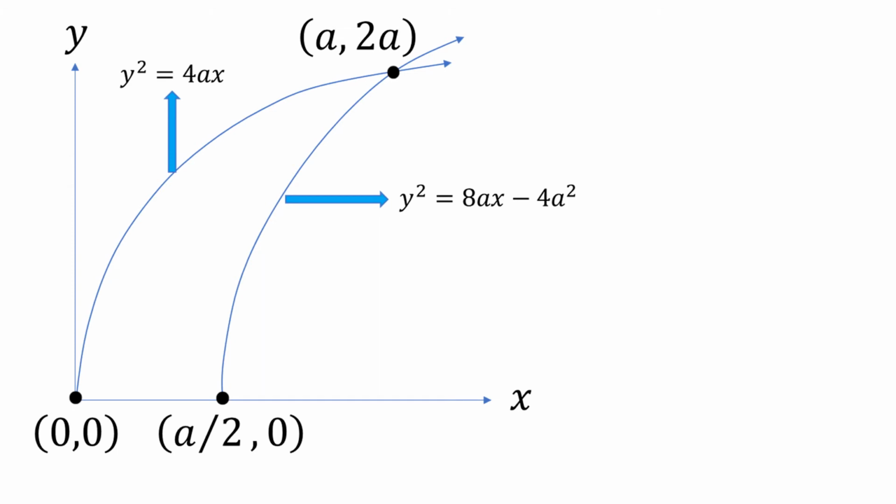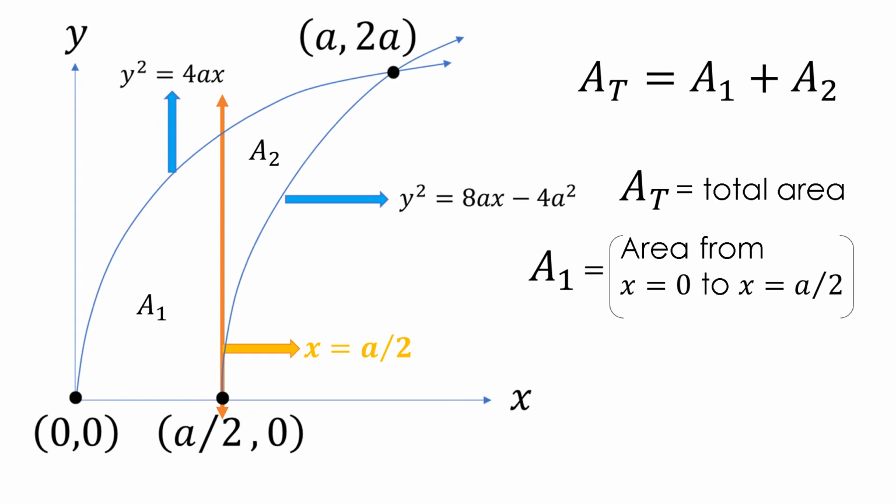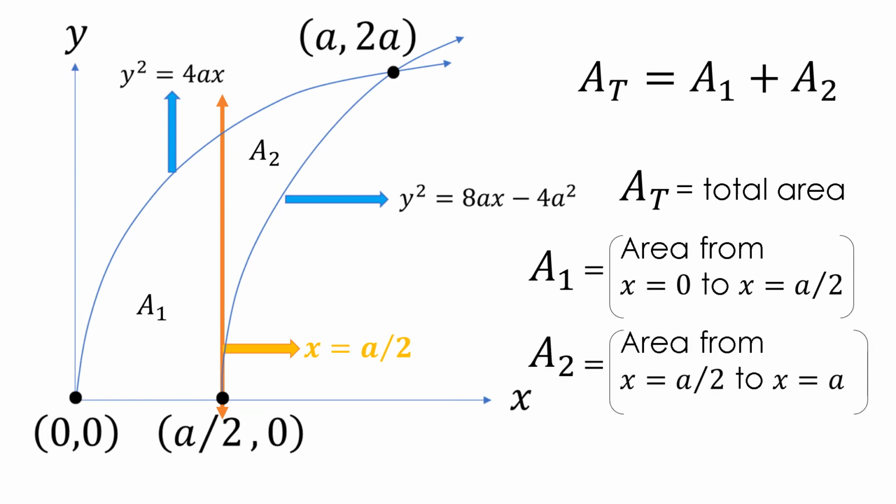We can solve the area using a vertical element. The first thing is we can draw a line x is equal to a over 2 that will divide the total area into two sub areas, namely A1 and A2. We could say that AT is equal to A1 plus A2. AT is the total area, A1 is the area from x is equal to 0 to x is equal to a over 2. A2 is the area from x is equal to a over 2 to x is equal to a.